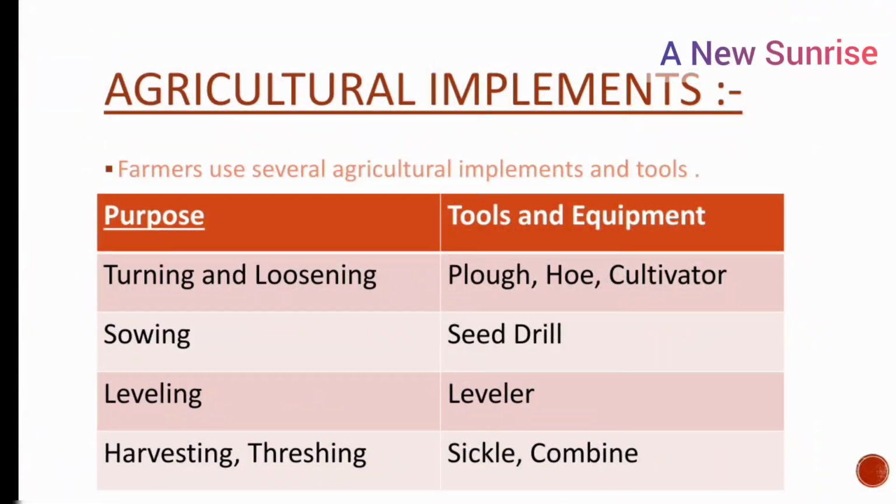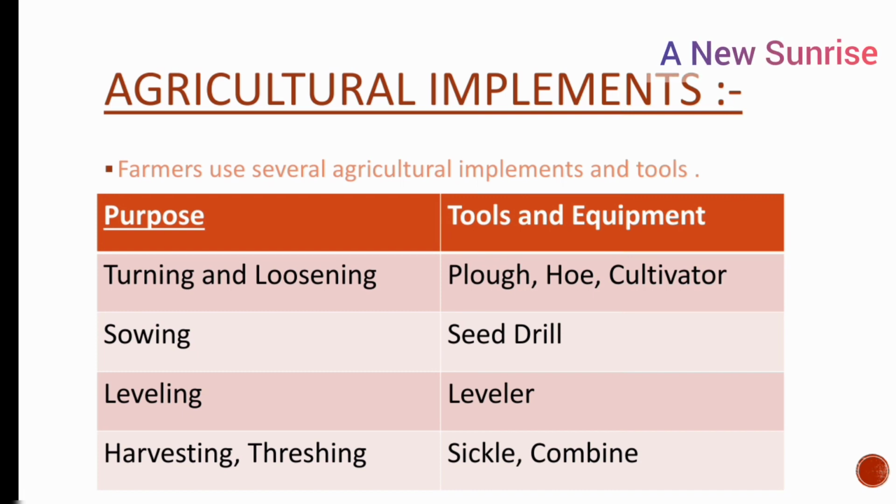Next comes agricultural implements. What are the basic tools, or you can say the modern equipment, that we use in order to produce a crop in the process of agriculture? Some of them are listed below. Some of them would be listed in my next video.